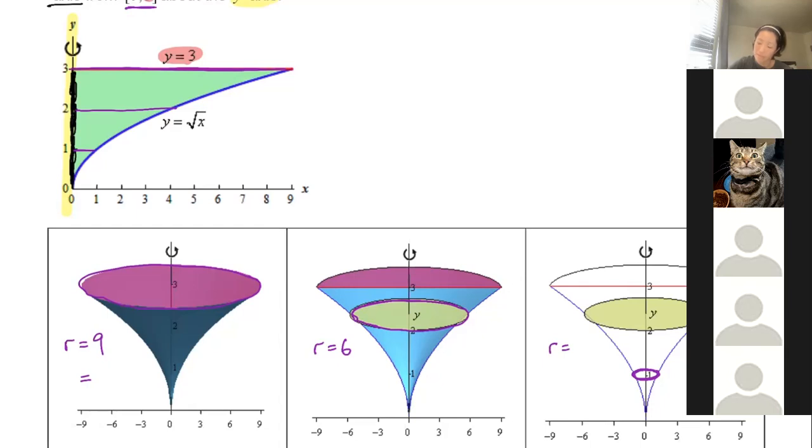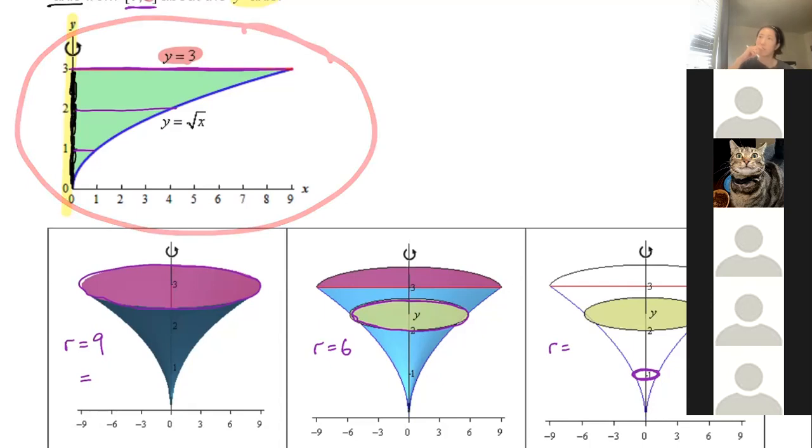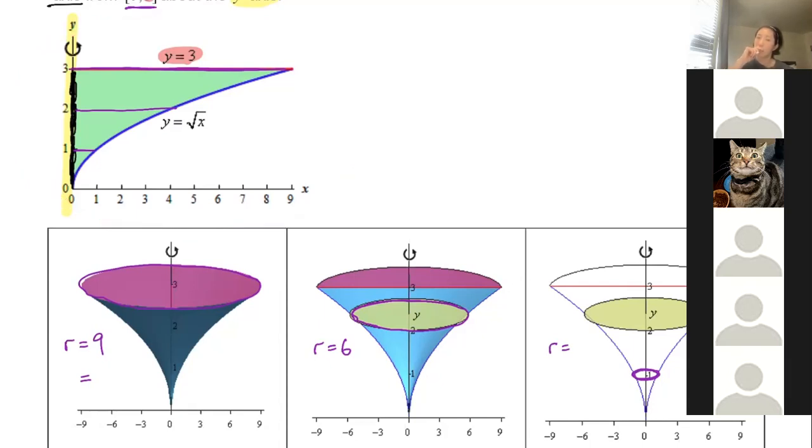I bet you could get even more exact if you looked at this diagram. A circle that is at y equals 1 has a radius of 1. Okay. All right. So at y equals 1, the radius is 1. At y equals what? The radius is 9. At y equals 3, the radius is 9.